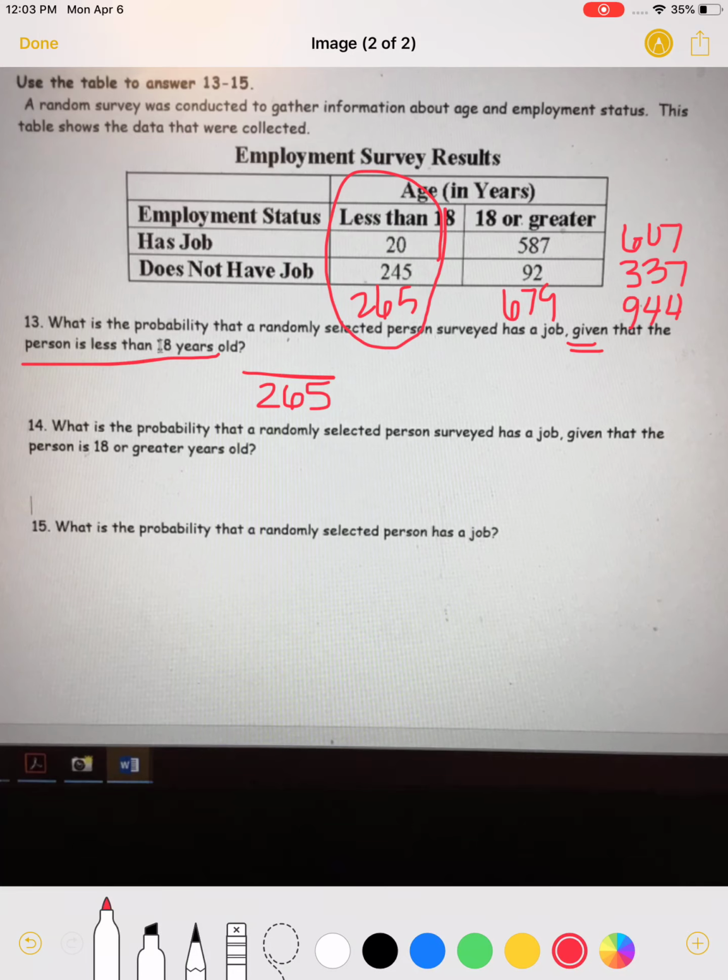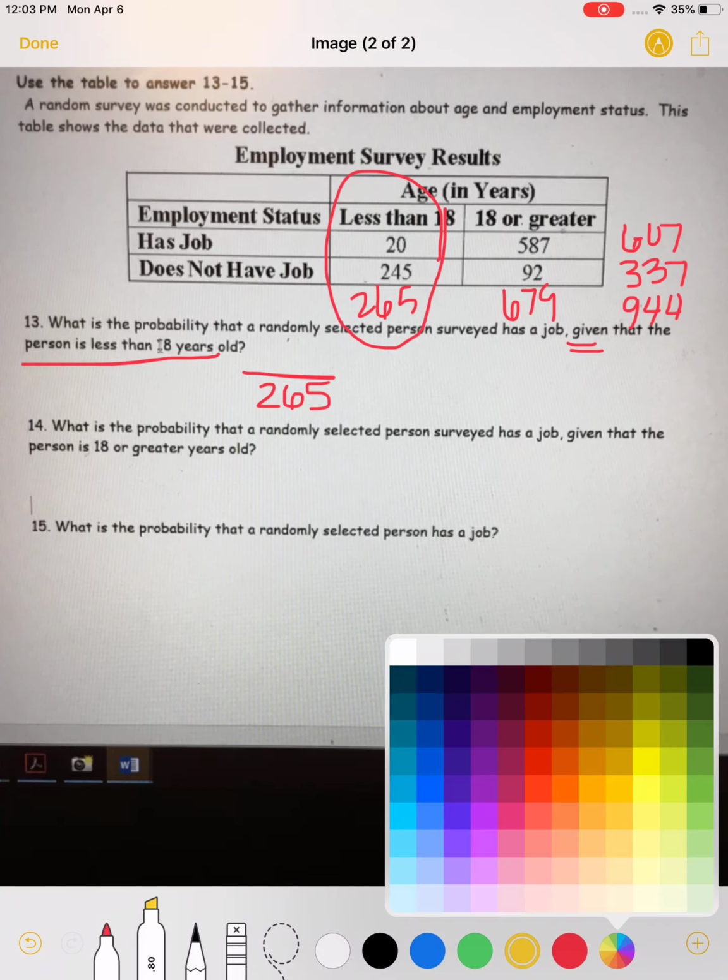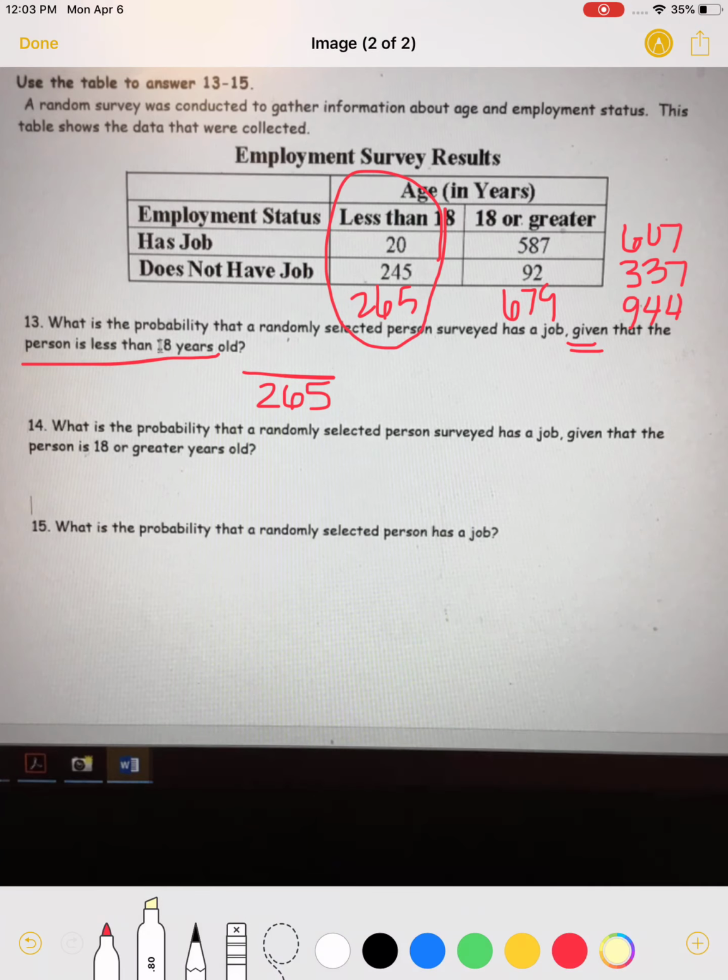So our sample are the 265 people who were less than 18 years old. And out of those 265 people, they want to know the probability that the person has a job. So we go to has a job, we highlight, and we look for the overlap, 20. Okay, 20 people who were less than 18 years old have a job. So our numerator is 20.